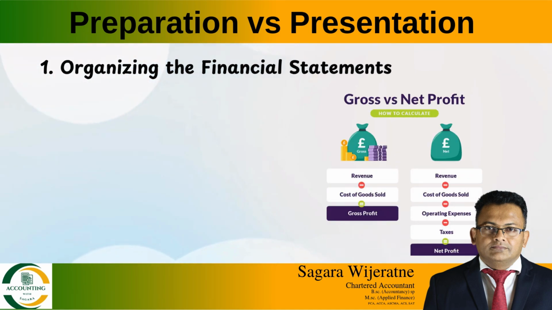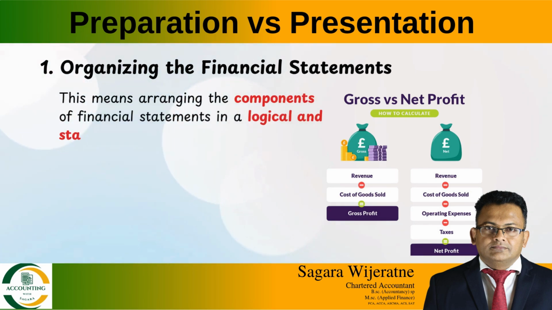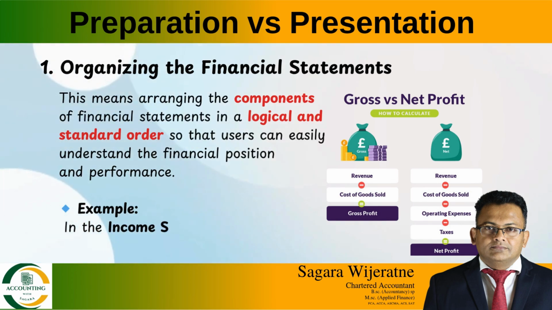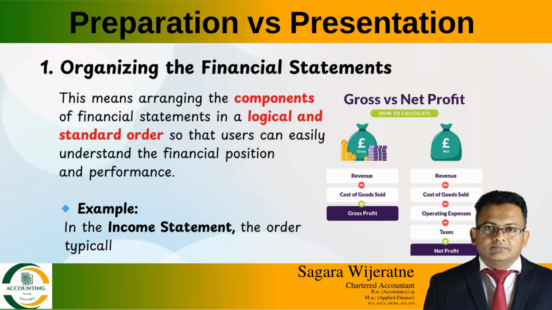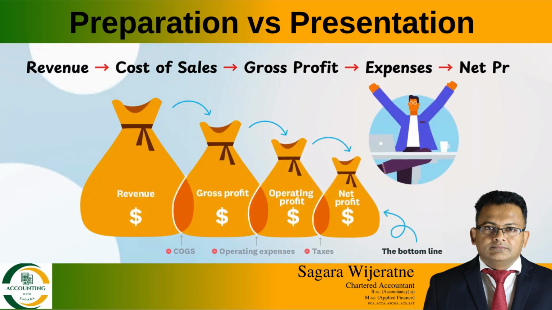Organizing the financial statements means arranging the components of financial statements in a logical and standard order so that users can easily understand the financial position and performance. Example: in the income statement, the order typically follows revenue, cost of sales, gross profit, expenses, net profit.